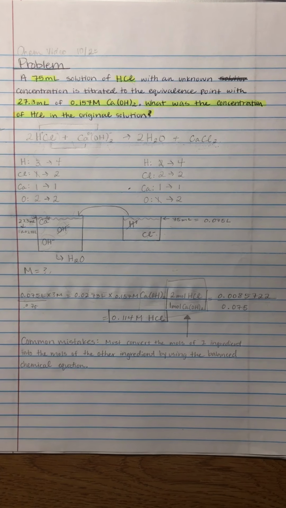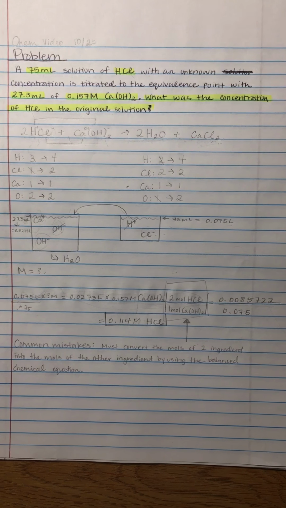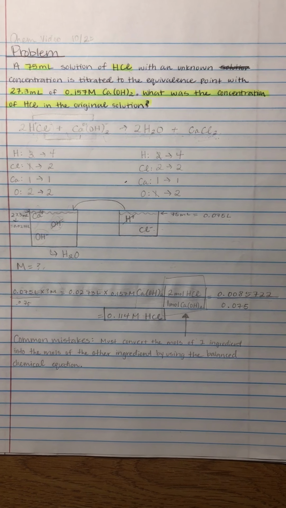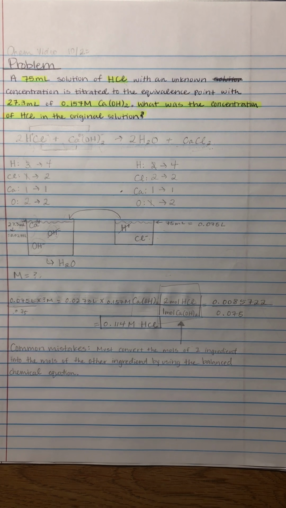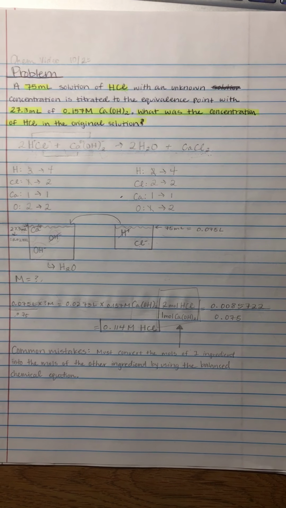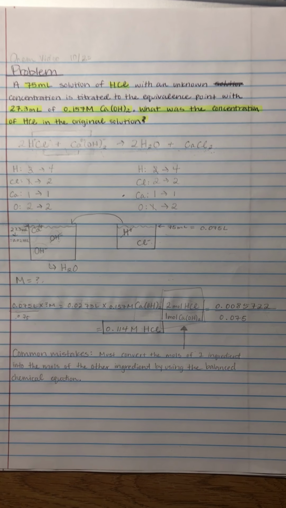A 75 milliliter solution of HCl with an unknown concentration is titrated to the equivalence point with 27.3 milliliters of 0.157 molar Ca(OH)2. What was the concentration of HCl in the original solution?